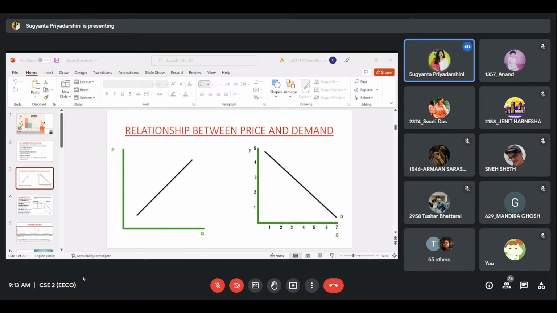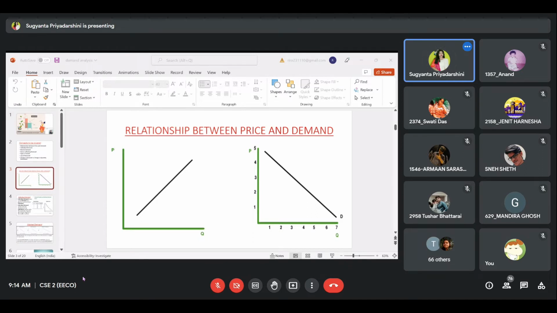Yes, ma'am. Okay. So what do you observe here? Some of you are saying that there is a direct relationship, and few are saying that there is an inverse relationship. Okay. However, both of these things are justified. How come? Just because in the first graph, what do you see? There is a direct relationship between price and demand. That is, when your demand is increasing, your price is increasing with it. It is a producer perspective.